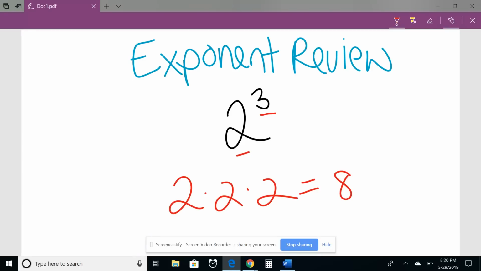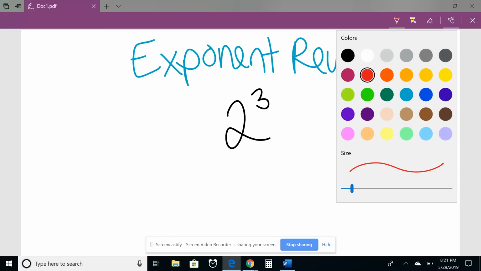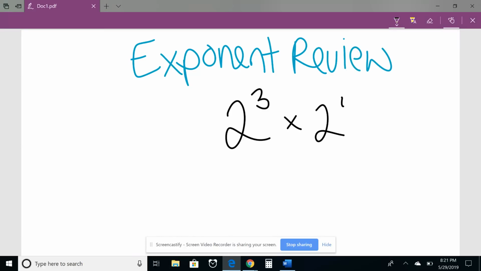Now, you can add exponential terms, you can subtract exponential terms, and you can multiply and divide them. But it's important when you're doing these operations that you recognize it only can happen if they have the same base. So, for example, if I had 2 to the third and I wanted to multiply that by 2 to the fourth.